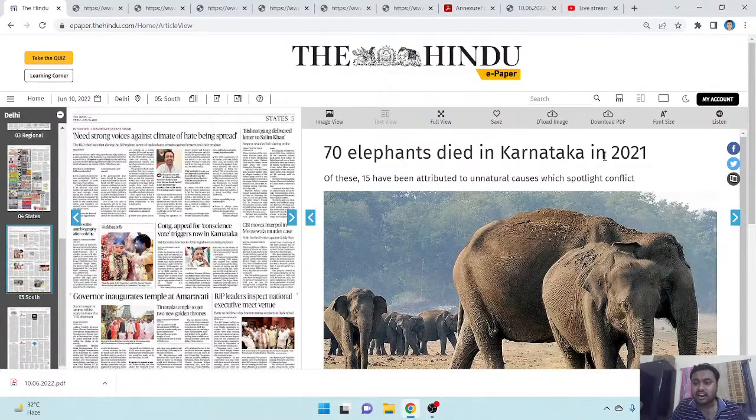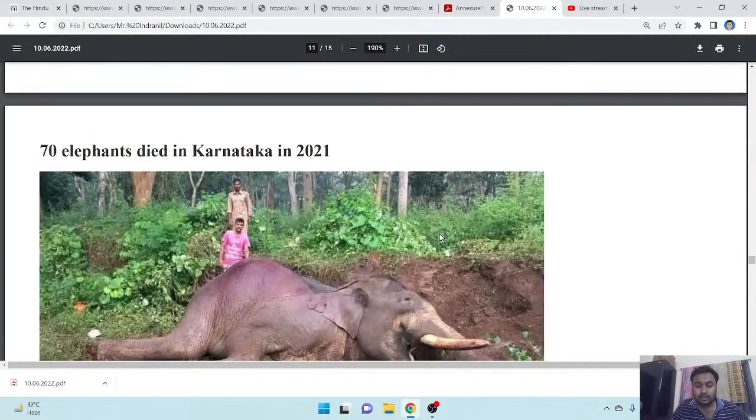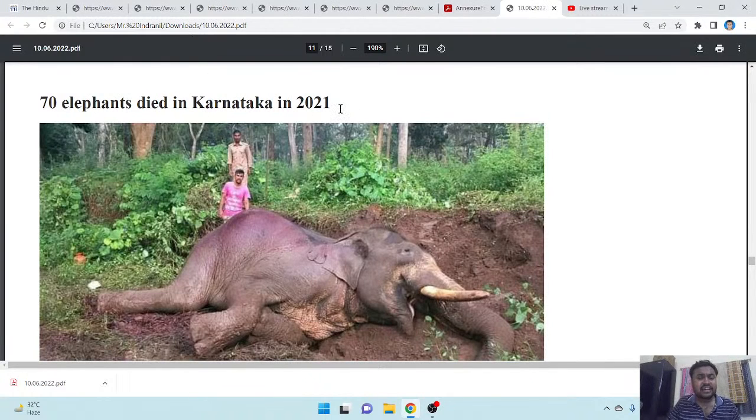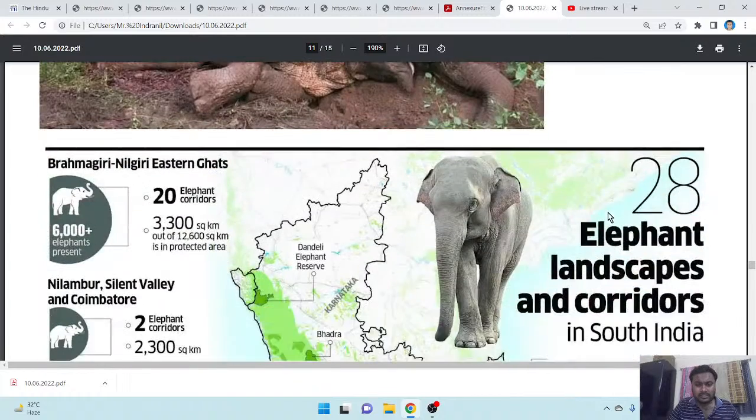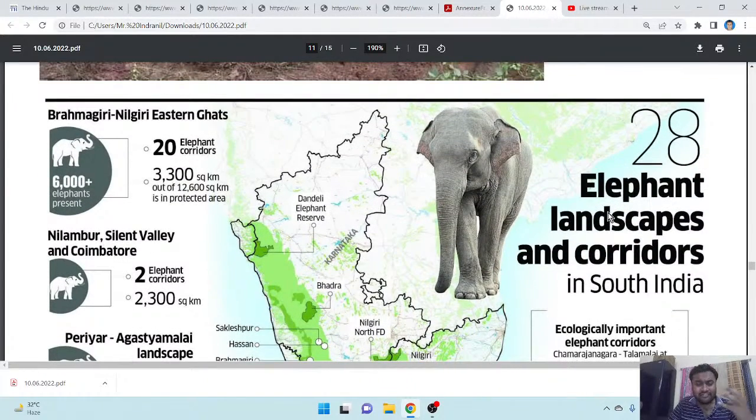70 elephants died in Karnataka in 2021. So we all know that Karnataka has a huge population of Indian elephants. Nearly 70 elephants died in Karnataka in the year 2021. That is very sad news. So we should know the elephant reserve in Karnataka, that is Brahmagiri Nilgiri Eastern Ghat. This location has the highest population of elephants in India, more than 6,000 elephants present in this zone, the Brahmagiri Nilgiri Eastern Ghat Elephant Reserve area.